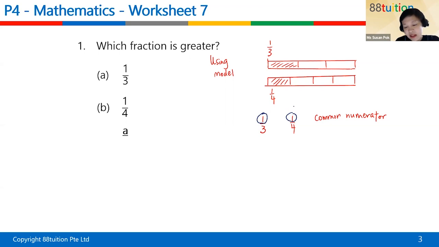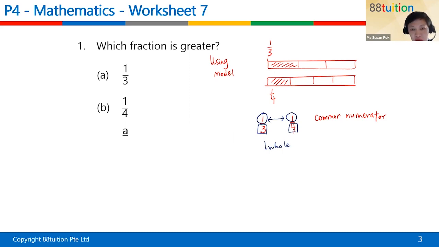Now, let's take a look at this. We will put this common numerator here as one whole cake. One whole cake here, shared with 3 persons. Then this one whole cake is shared by 4 persons. Are you with me? With this whole cake shared, the number of cuts you have is 3 for this one whole, and 4 for this one.